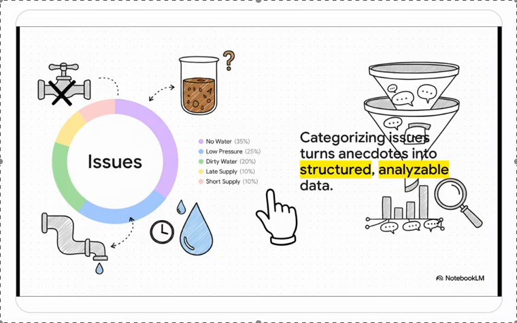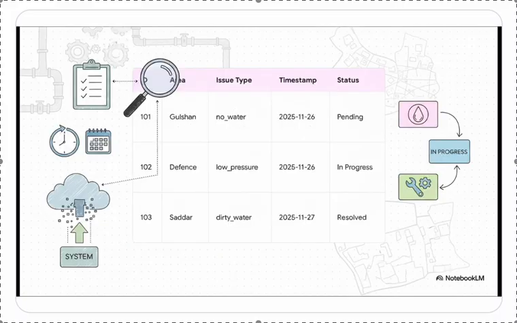By having you choose, every single complaint gets turned from just a personal story into a structured, analyzable piece of data. And look at what that creates. Every single complaint gets logged, it gets an ID, a timestamp, and a status, from pending all the way to resolved, that gets tracked. All of a sudden, your problem isn't invisible anymore.